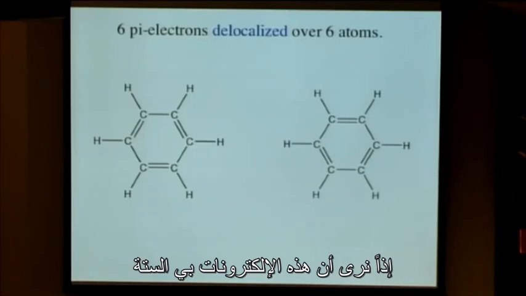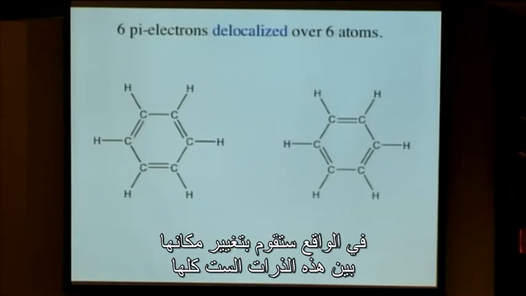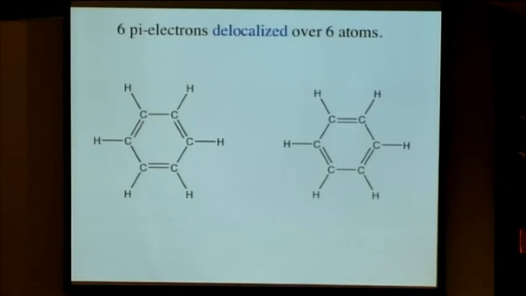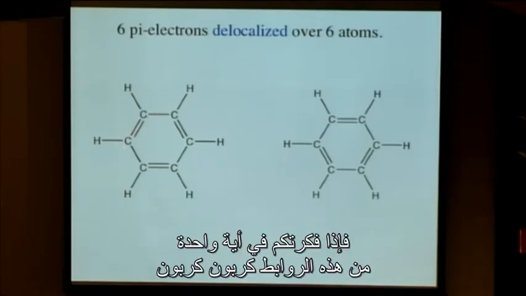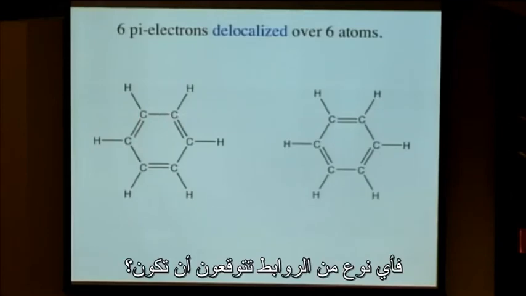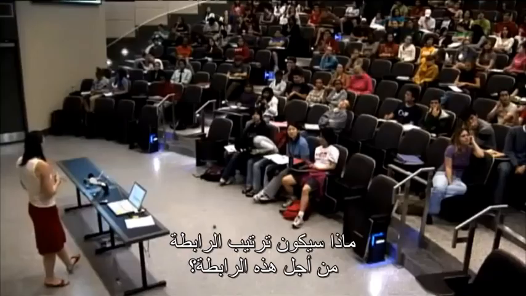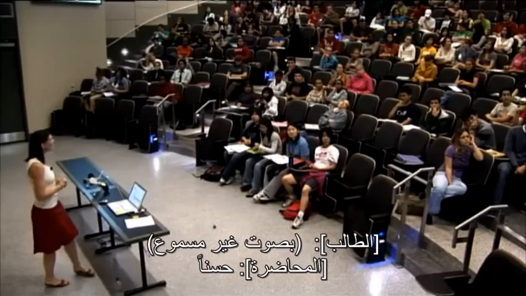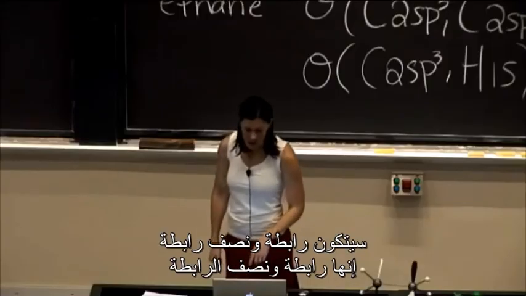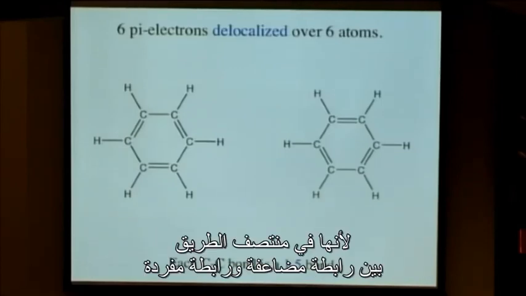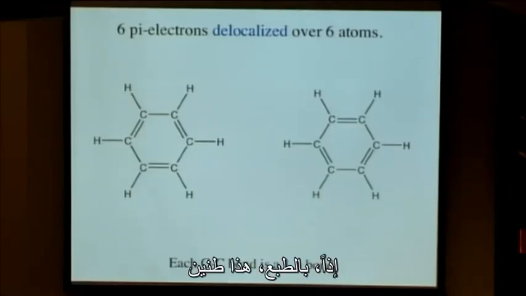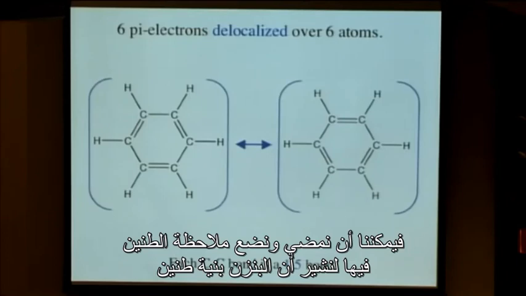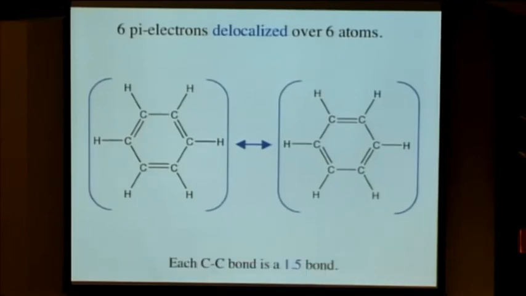So what we see is that those 6 pi electrons are actually going to be delocalized around all 6 of those atoms. So if you think about any one of these carbon-carbon bonds, what type of a bond would you expect that to be? What would the bond order be for this bond? Yep, it's going to be a 1.5 bond. It's a 1.5 because it's halfway between a double bond and a single bond. So of course, this is resonance, so we can go ahead and put our resonance notation in there to indicate that benzene is a resonance structure.